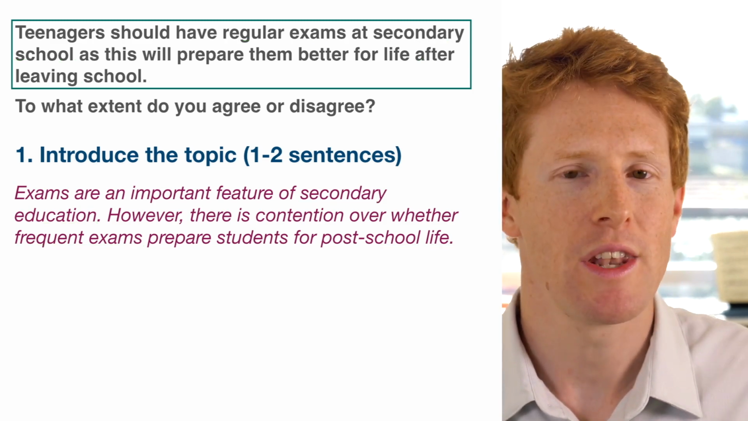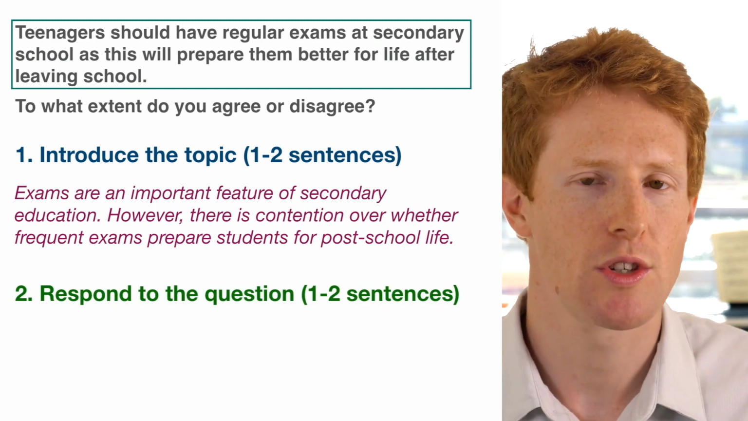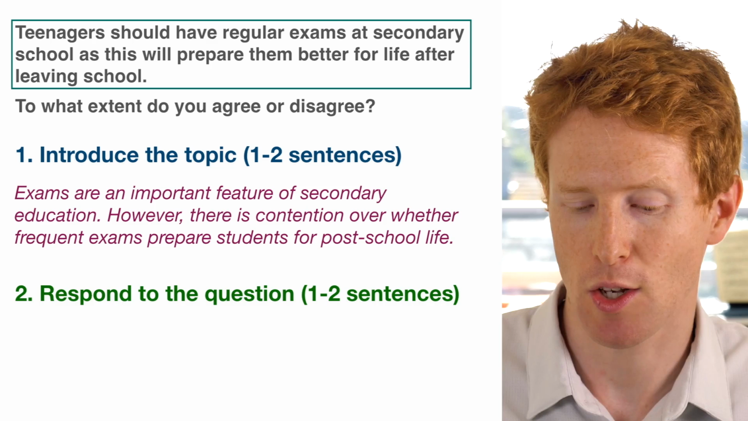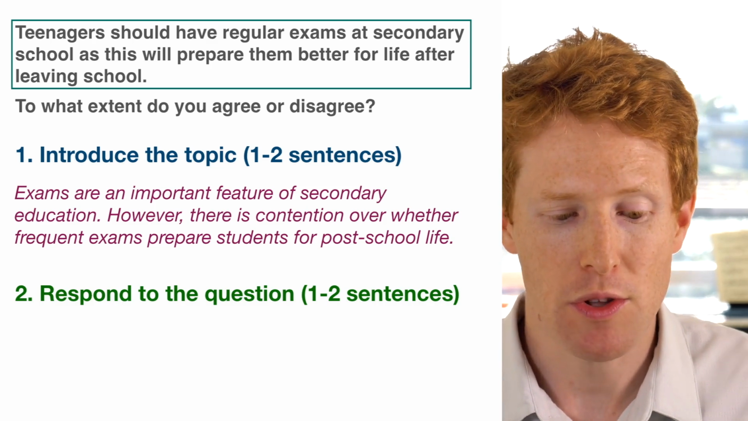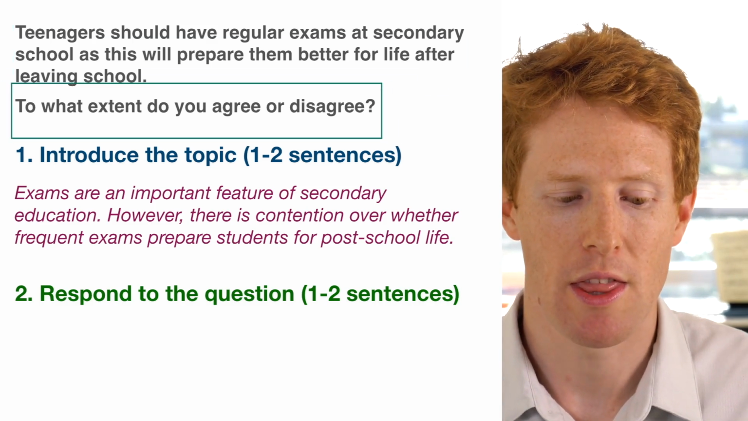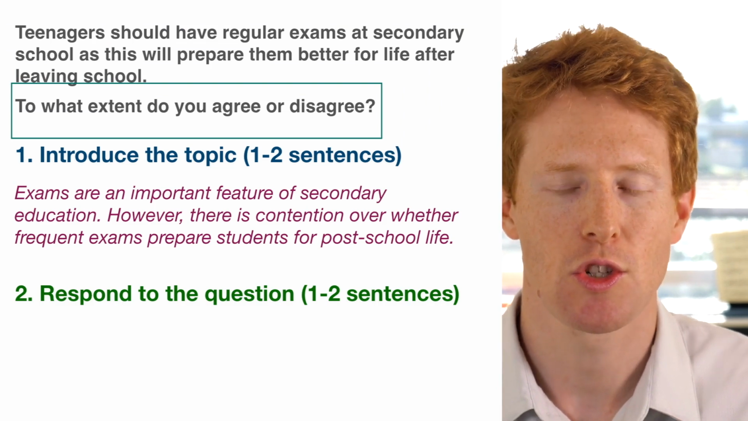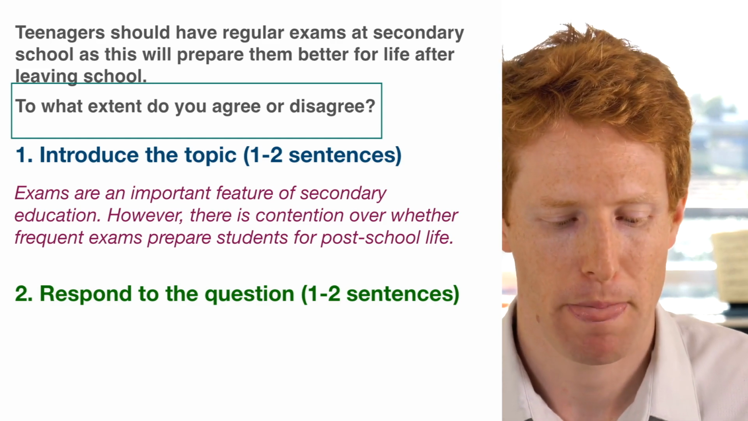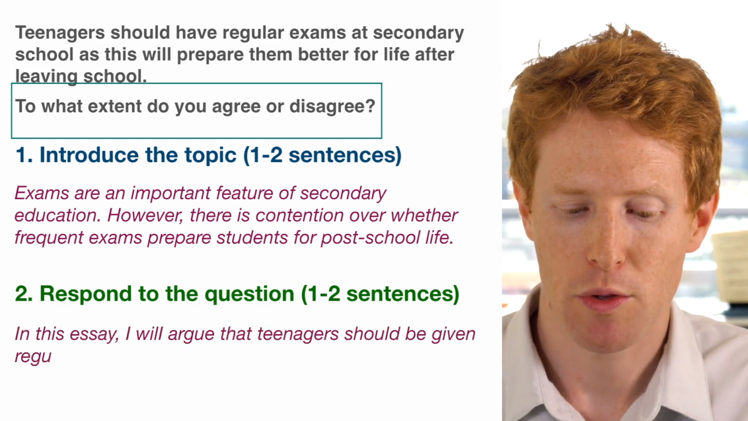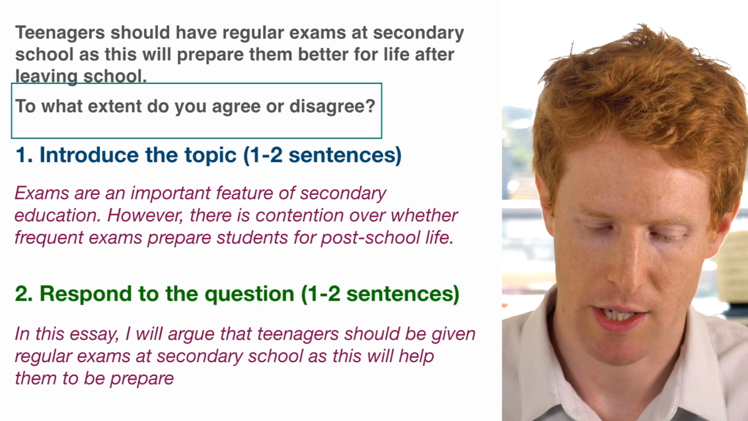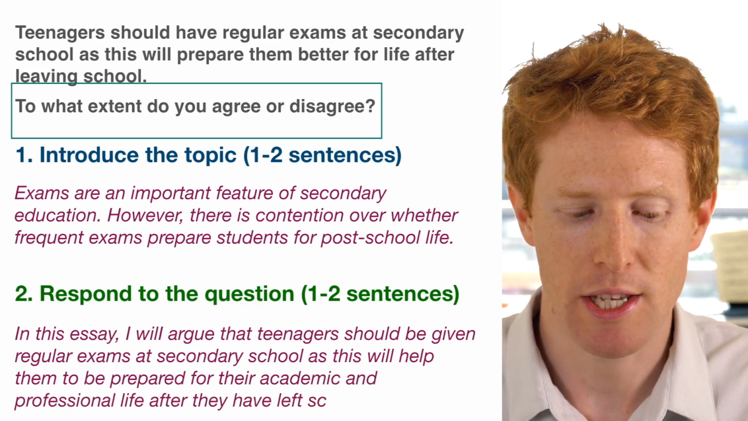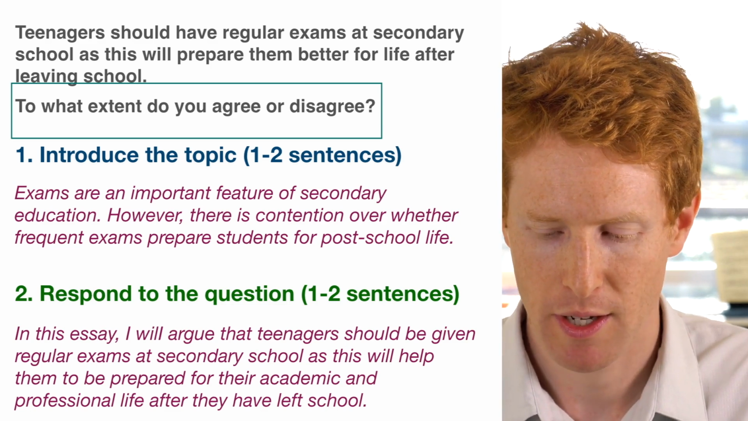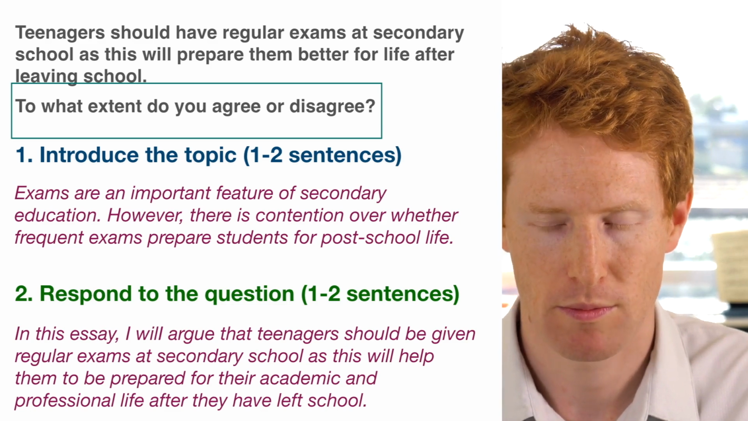Okay, now the next thing we're going to do is respond to the question. And this is also going to be 1 to 2 sentences long. And when we do this, we answer this part. To what extent do you agree or disagree? So it's going to look something like this. In this essay, I will argue that teenagers should be given regular exams at secondary school as this will help them to be prepared for their academic and professional life after they have left school.